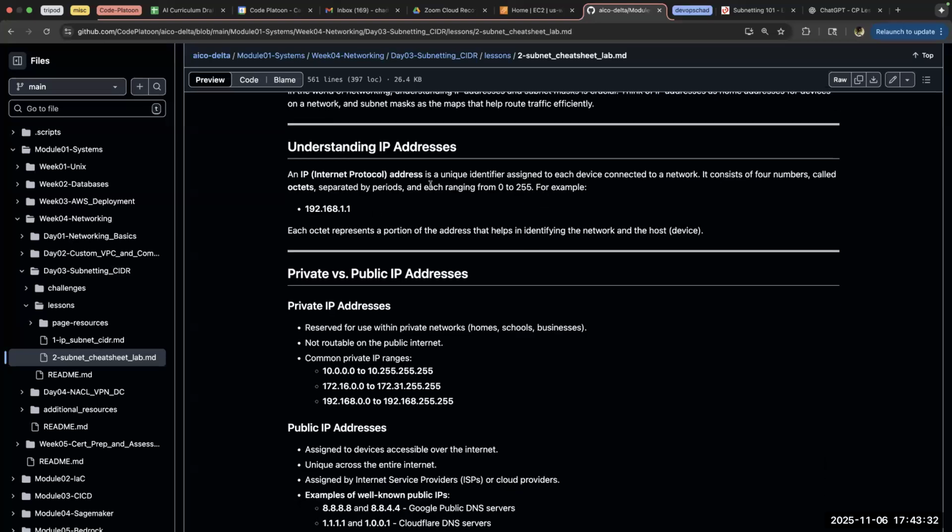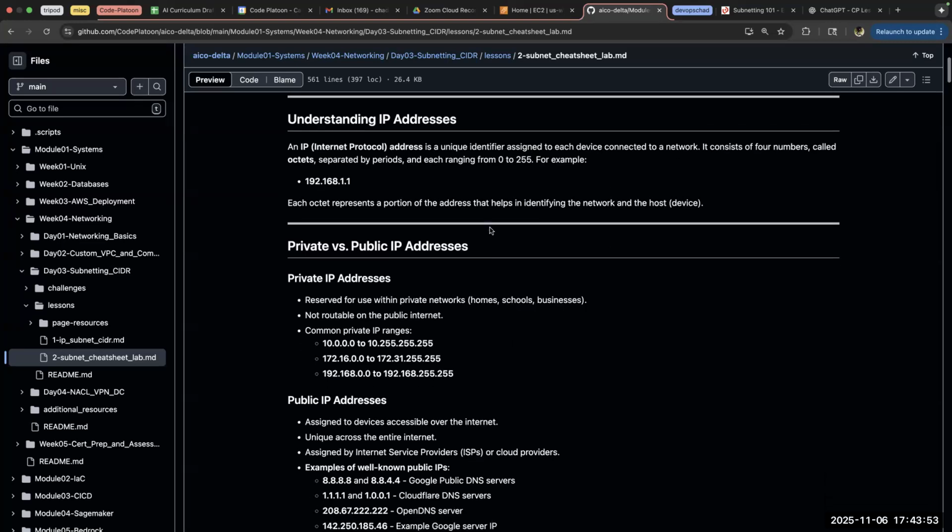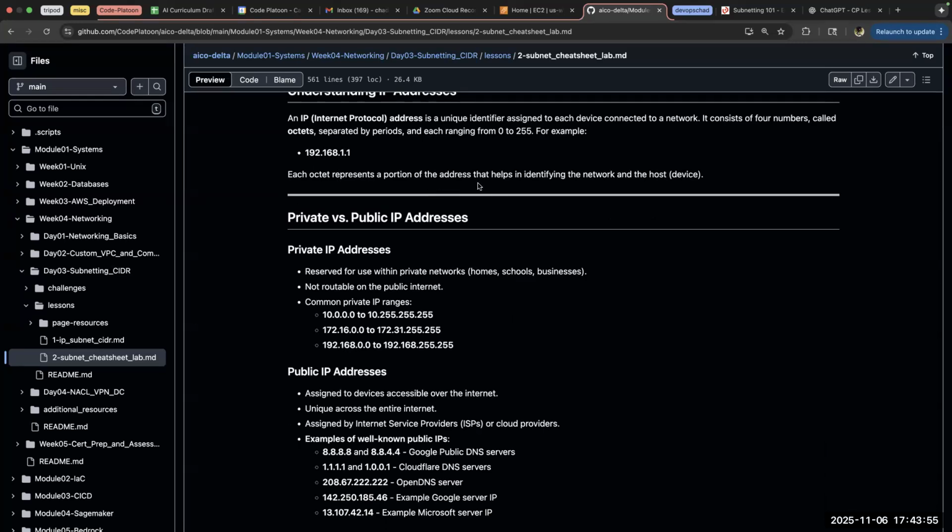An IP address, or internet protocol address, is a unique identifier assigned to each device connected to a network. It consists of 4 numbers called octets. This is the first octet, this is the second, third, and the fourth, separated by periods, and each ranging from 0 to 255. These octets represent a portion of the address that helps us identify the network and the host device.